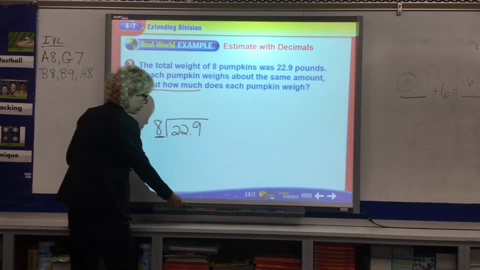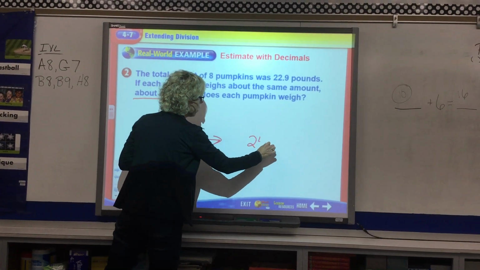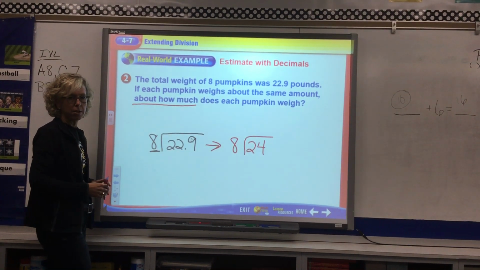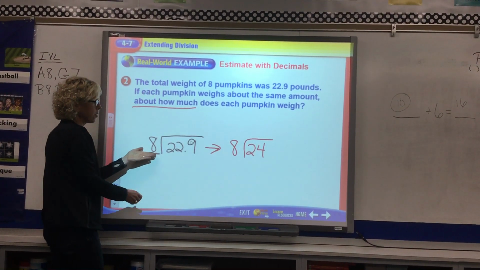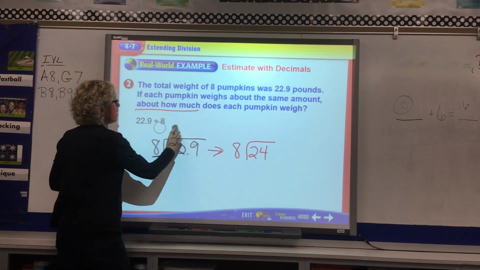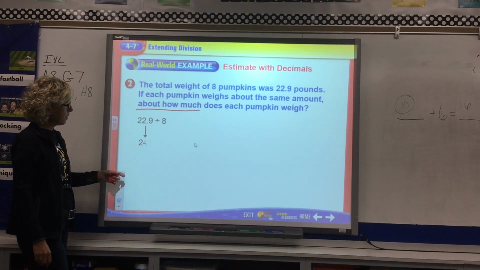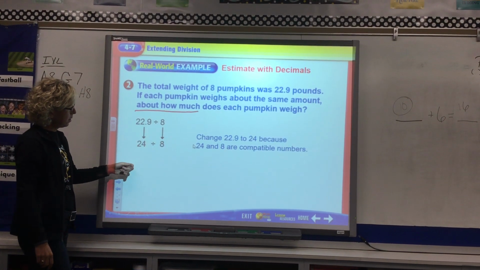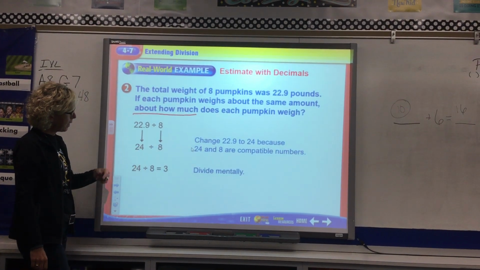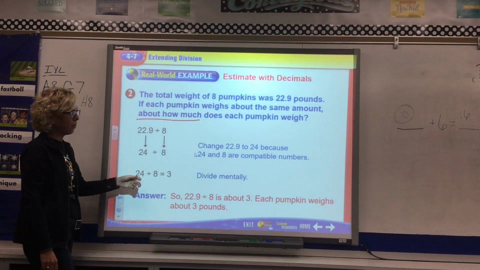So I'm going to convert this problem to the problem 24 divided by 8, because I can solve that mentally and it's fairly close to my original problem. Again, I let my divisor drive my estimate. And sometimes there are different ways to solve it and estimate. In this case, we changed 22 9/10 to 24 and divided it by 8, and we could solve that mentally. So each pumpkin weighs about 3 pounds.